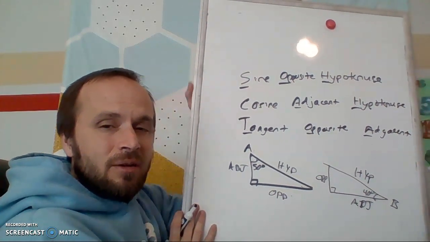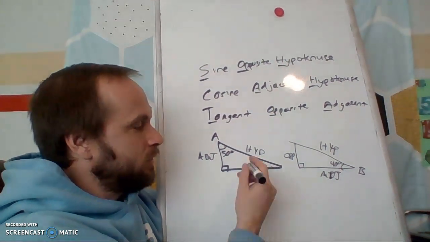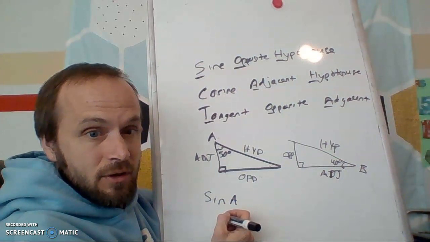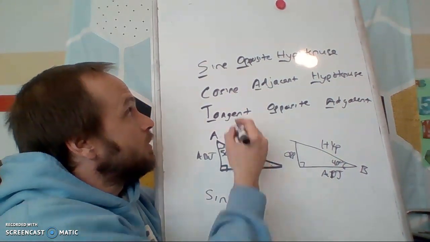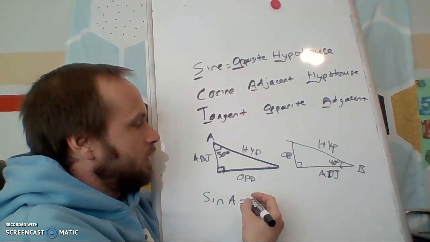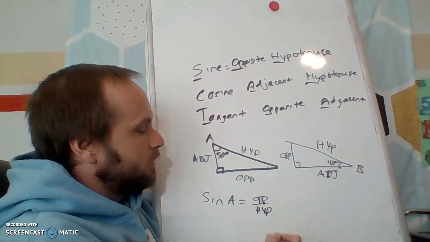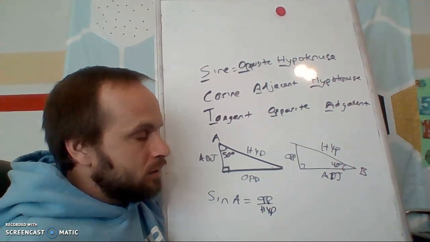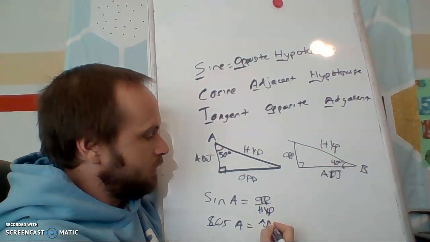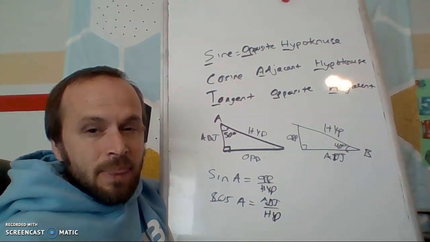Now I can define my trigonometric ratios using these relationships. The sine of A, and we drop the e when we write it, equals the opposite over the hypotenuse. It's always over the hypotenuse. You can define all of these: the cosine of A equals the adjacent over the hypotenuse, and the tangent equals the opposite over adjacent.